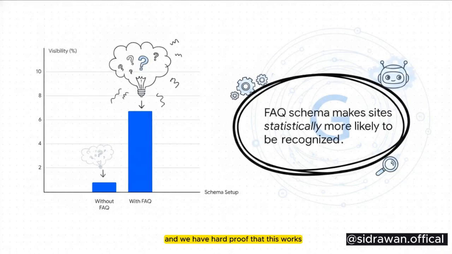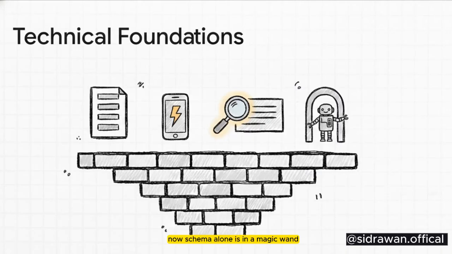And we have hard proof that this works. A massive study of over 1,500 real estate agents in Germany found that 6.2% of sites visible to ChatGPT had FAQ schema implemented. Compare that to a measly 0.8% visibility for sites without it. That's a huge gap. Implementing FAQ schema made these businesses statistically far more likely to be recognized, retrieved, and recommended by ChatGPT. Now, schema alone isn't a magic wand.